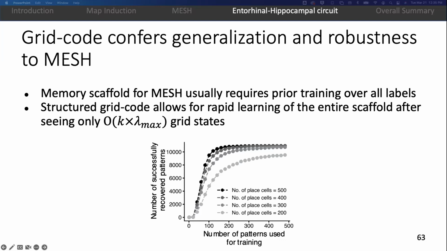And so here I'm showing, as you're increasing the number of patterns that are used for training, the number of successfully recovered patterns scales very quickly, right? So even if you're trained only on 200 patterns, you can still reconstruct 1,000 patterns on the memory scaffold. So you already have all the states in the grid coding space stabilized on this attractor manifold without even training on all of them explicitly. And this is because grid code has a structure to it. It is a translationally invariant periodic code, which leads to this generalization.